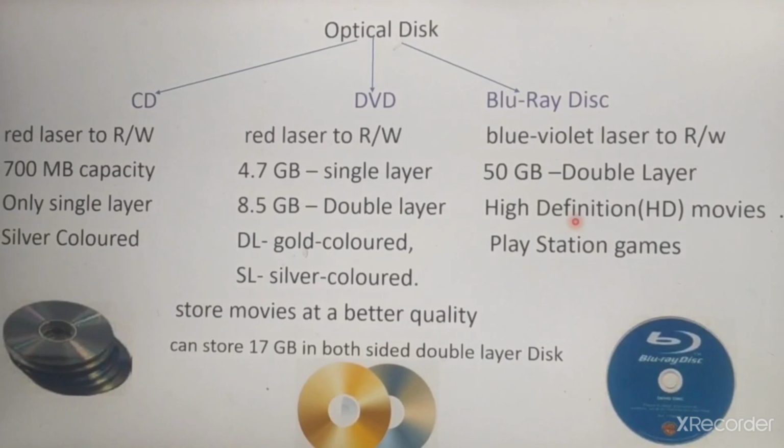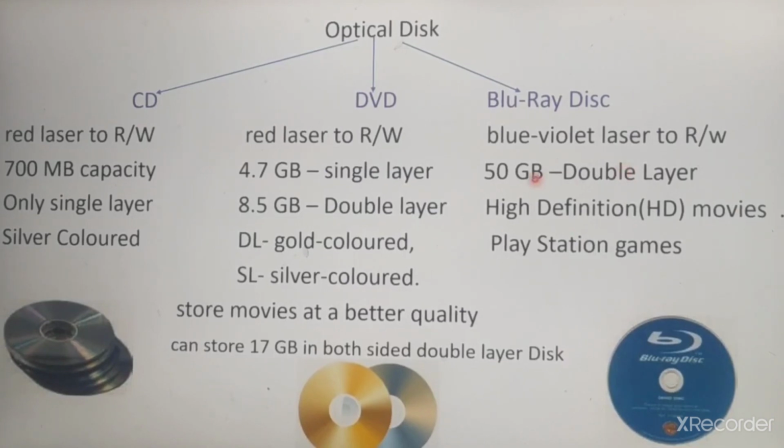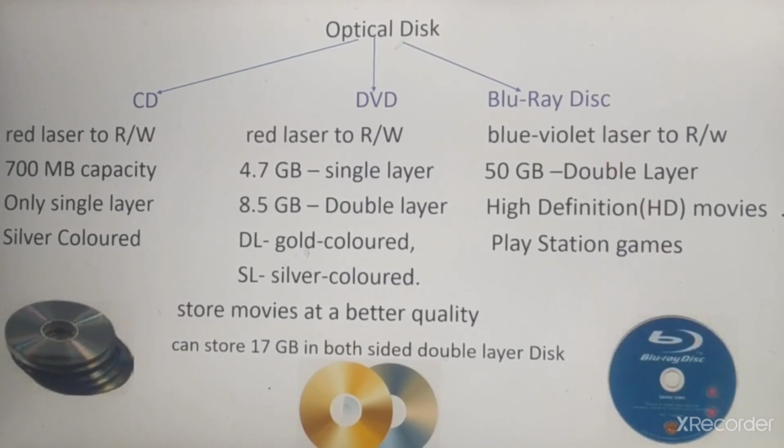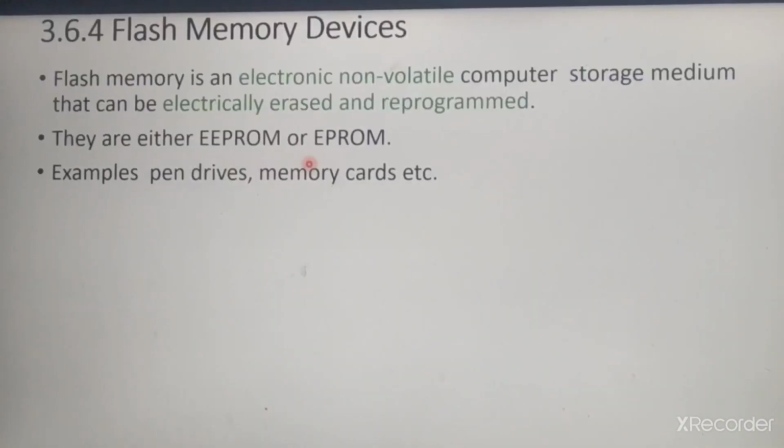Here also we have both single-sided as well as double-sided discs. In a double-sided double layer disc, we can store a maximum of 50 GB of data. So we can store high definition movies, PlayStation games, all those things on a Blu-ray disc. This is the image of a Blu-ray disc.